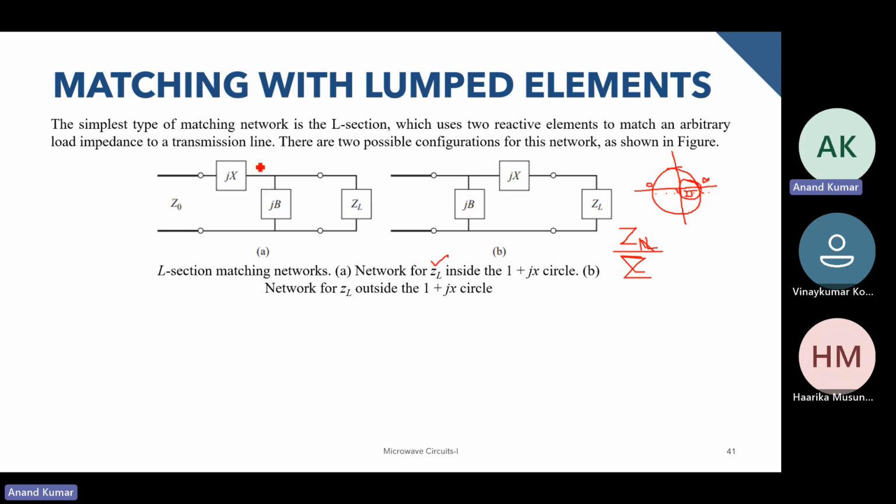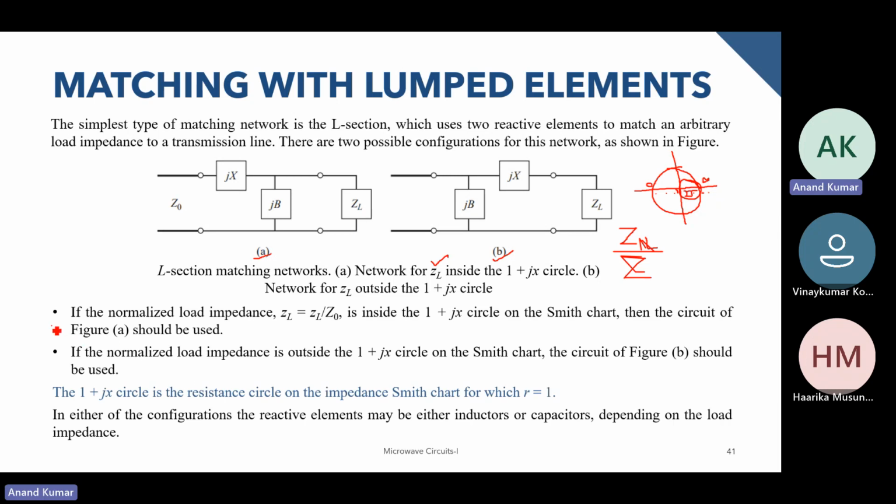So if it lies inside the circle, we'll use this circuit over here, and if it lies outside the circle, we'll use this circuit over here. And this 1 plus jx circle is essentially this circle over here, which is the r equal to 1 circle. This text just says whatever I just said. The 1 plus jx circle is the resistance circle of the impedance Smith chart for which r equals 1. So you normalize this, and if it lies inside, you use circuit A. If it lies outside, you use circuit B.